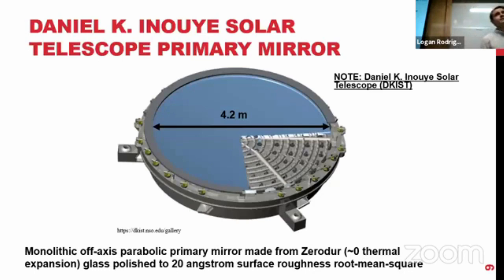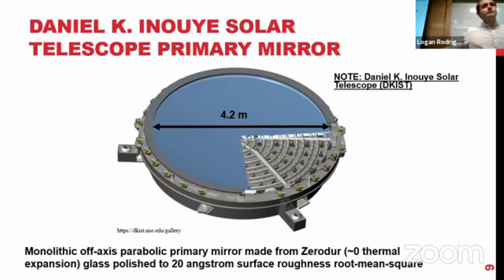One example of it would be the Daniel K. Inouye Solar Telescope primary mirror. That's a mouthful. I'm going to refer to it as DKIST from here on out, and it's also written up here. So this was my first exposure at the College of Optics to not only freeform surfaces, but to totally crazy giant optics. I was fortunate enough to get to work on the fabrication and metrology of this mirror, primarily the metrology, really. But those are intertwined, as I'll explain.